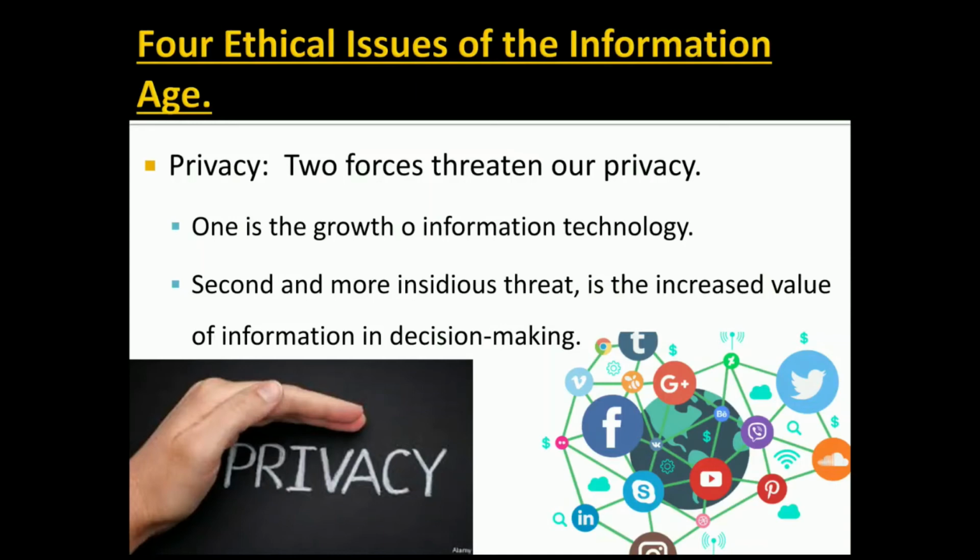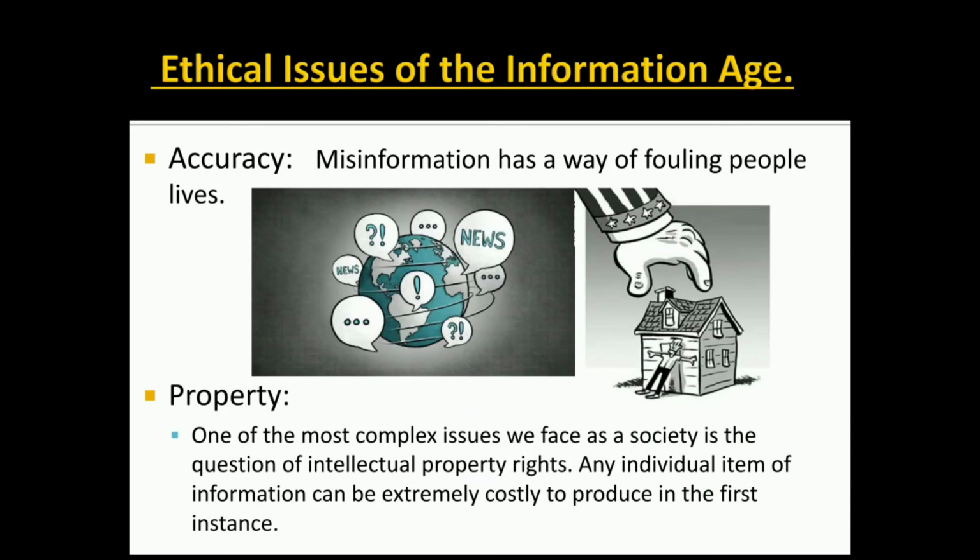And my next slide is accuracy. Misinformation has a way of fooling people's lives, especially when the party with the inaccurate information has an advantage in power and authority. And number three, property. One of the most complex issues we face as a society is the question of intellectual property rights. Any individual item of information can be extremely costly to produce in the first instance. Once it is produced, the information has the elusive quality of being easy to reproduce and to share with others. We also currently have several imperfect institutions that strive to protect intellectual property rights.